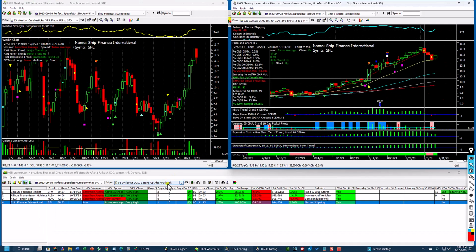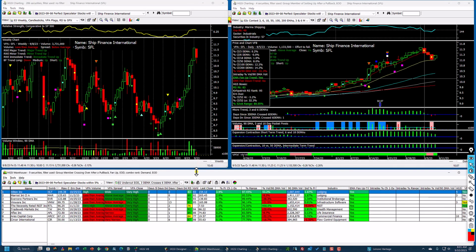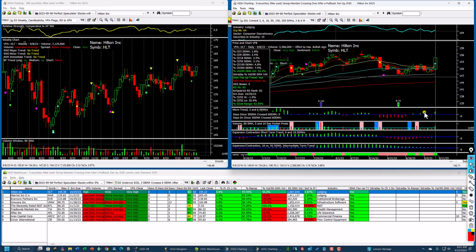So this is undercut setting up after a pullback. Now these are stocks in the Perfect Speculator group that crossed over. Notice in the past 2 days. Notice this column right here. It's either a 0 or a 1. Hilton. Let's run through these quickly.